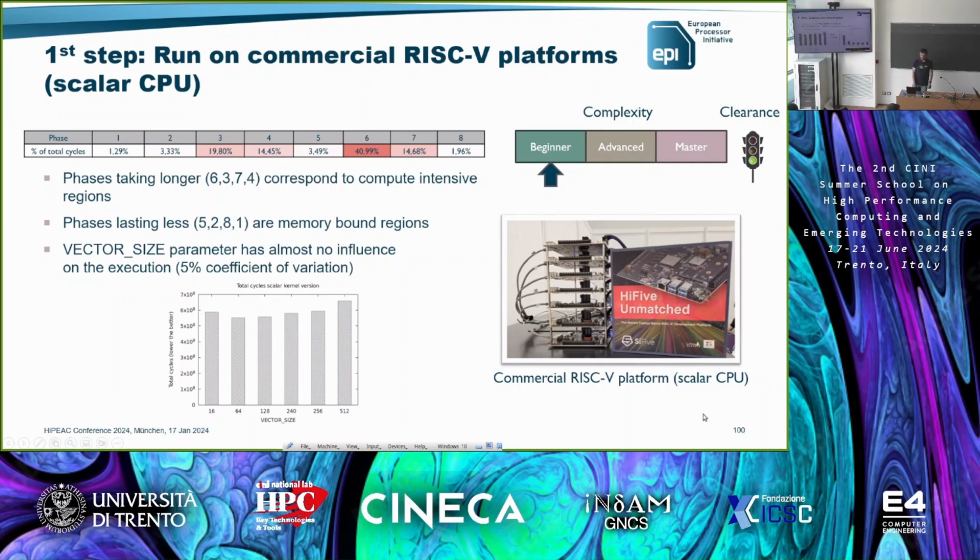Then we enable the auto-vectorization. And what do we see? We see the same plot, vector size on the x-axis and total cycles on the y-axis. We see that increasing the vector size is basically helping the compiler in getting vector instructions. It's good.